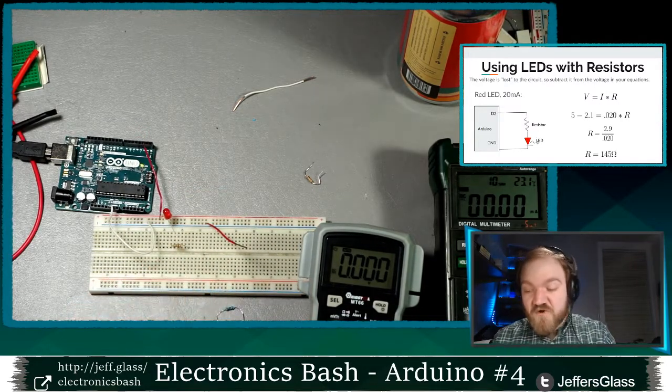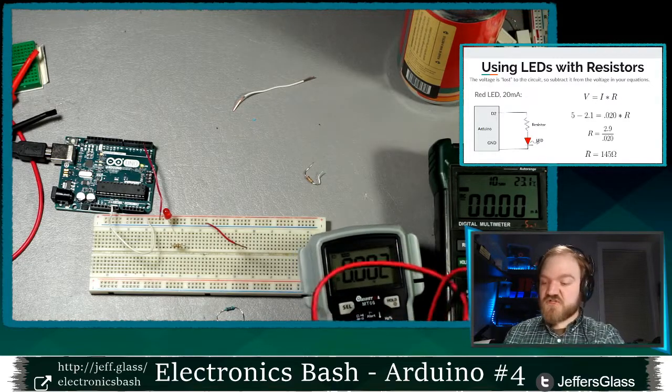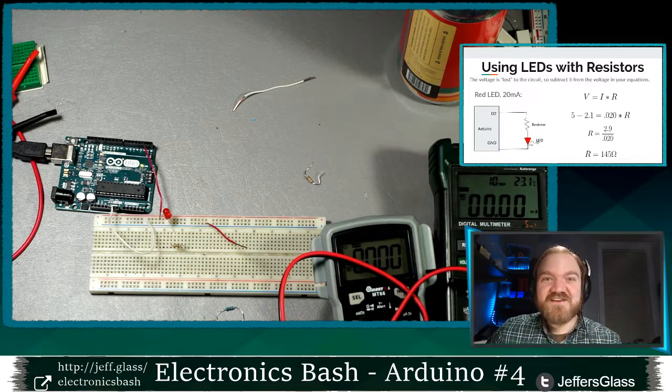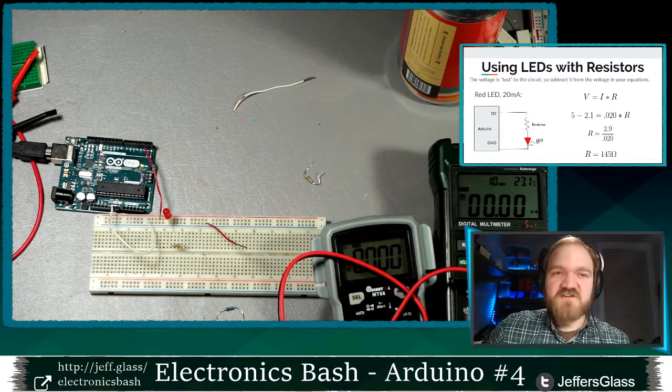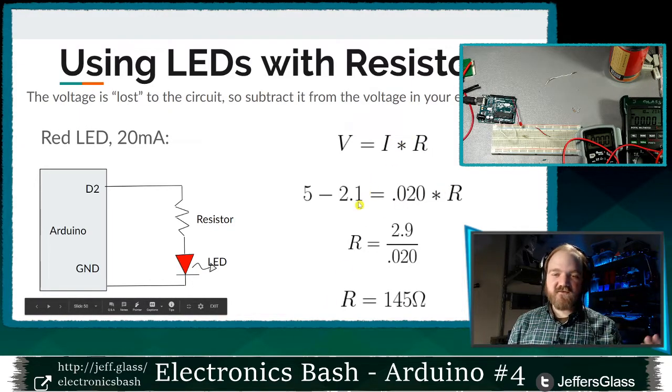All right. So just another example of how you would select a resistor to put in line with an LED. So when you hook it up to your Arduino, you don't smoke the thing. You go through this math. You use this Ohm's law, this V equals I times R equation. You subtract the forward voltage of your LED. You work all the math out, and that tells you how big of a resistor to use.